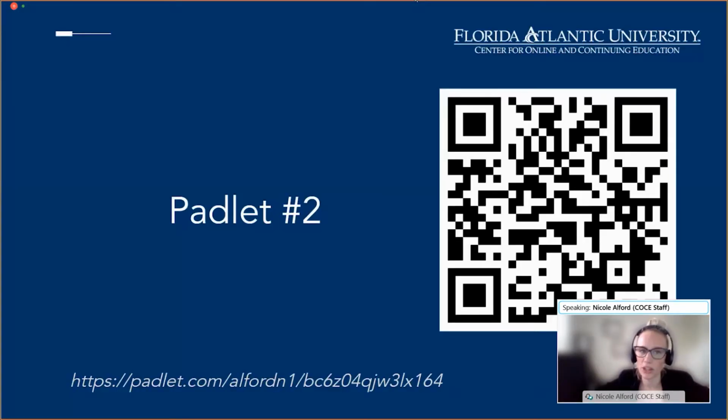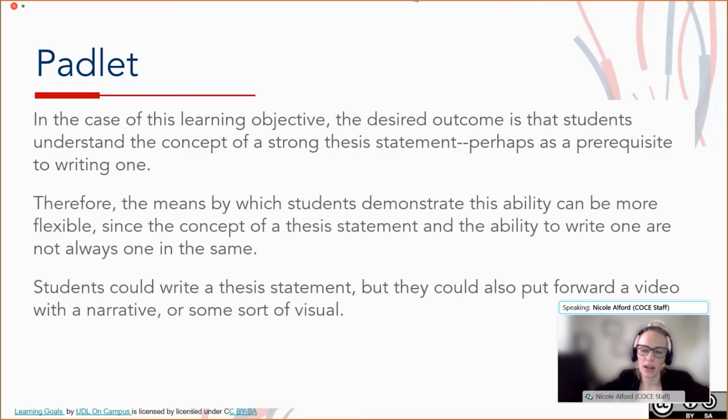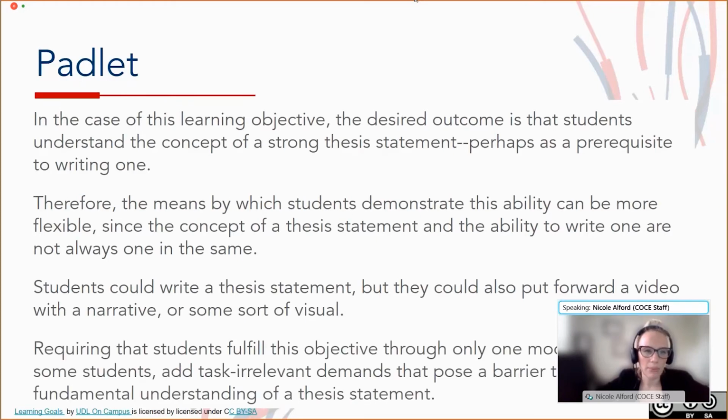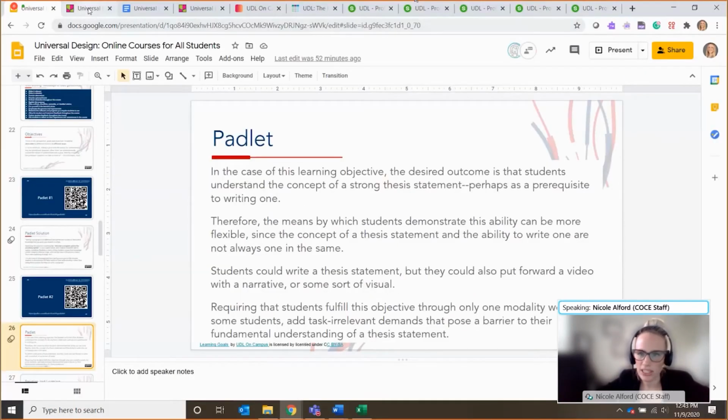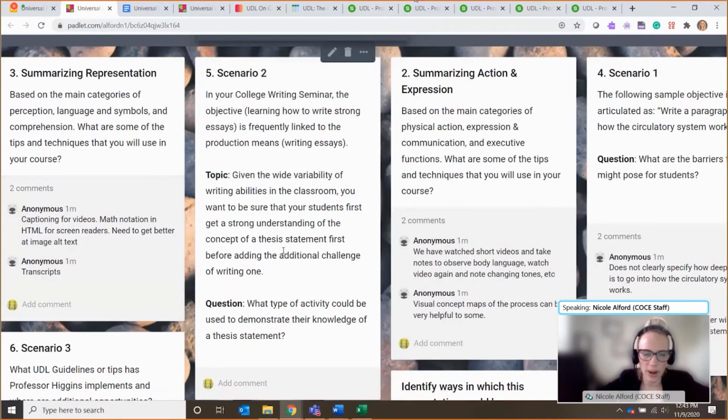So thank you. Now we're going to go on to another example in terms of a learning objective. So I'm going to go back to the Padlet. I apologize, I think I just put the answer in there. I'm sorry for moving things around.